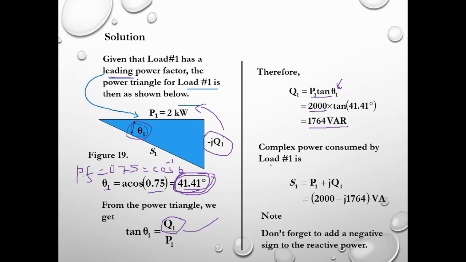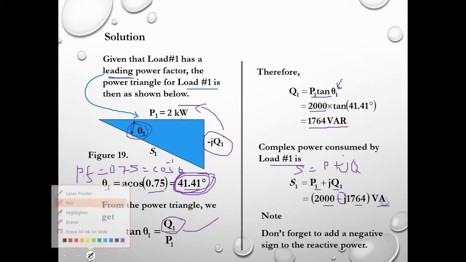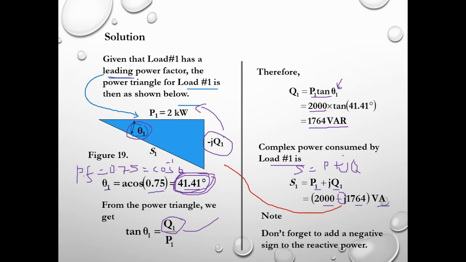The complex power consumed by load number 1 is S equal to P plus jQ. So for load number 1, S1 equals P1 plus jQ1, which is 2000 minus j1764 VA. The negative value is taken from the fact that our power triangle shows Q is negative, again caused by the leading power factor. So don't forget to add a negative sign to the reactive power.